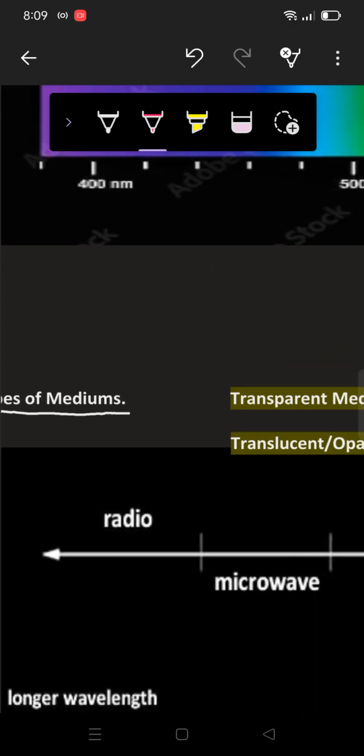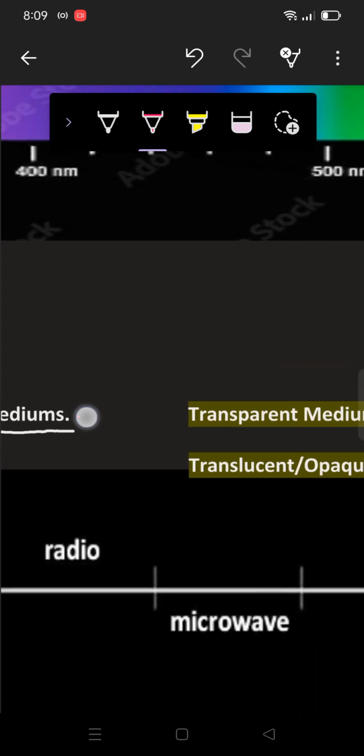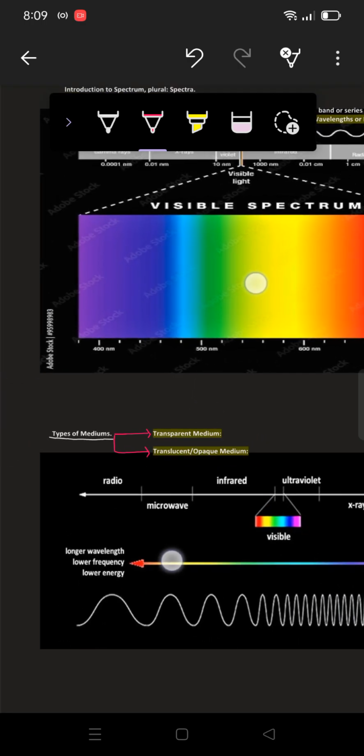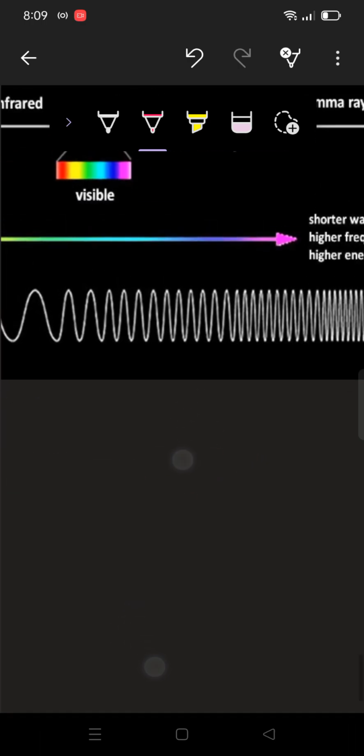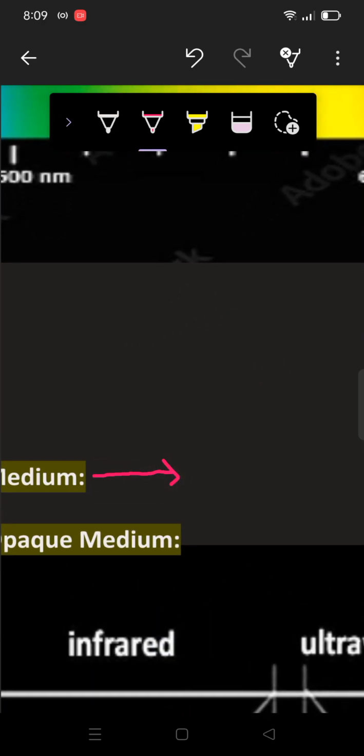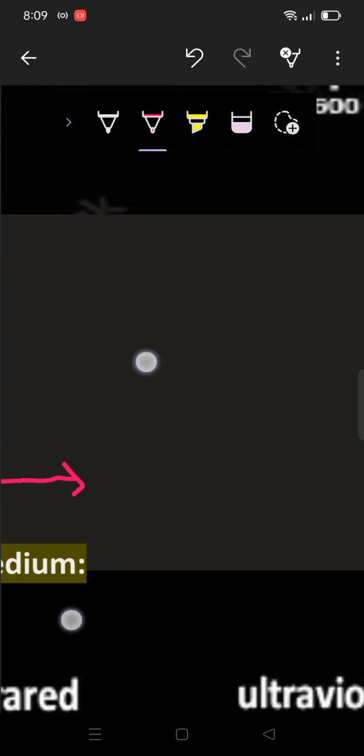Now as you can see, we have two types of medium. One is transparent medium and another is translucent, or we can also say opaque medium. Now what do we include in the transparent medium? Let me write here what we include in this medium. We include oil drop, water drop, prism, right?